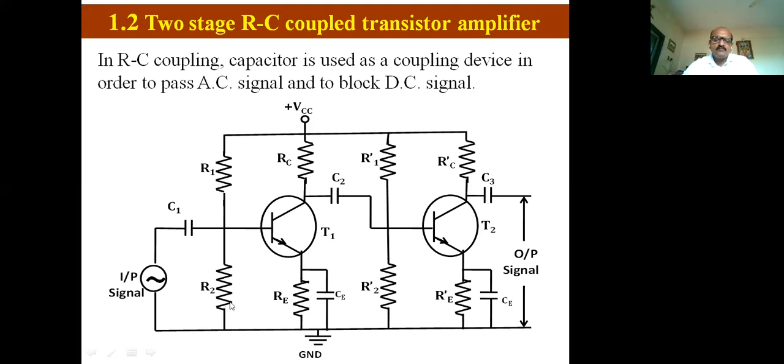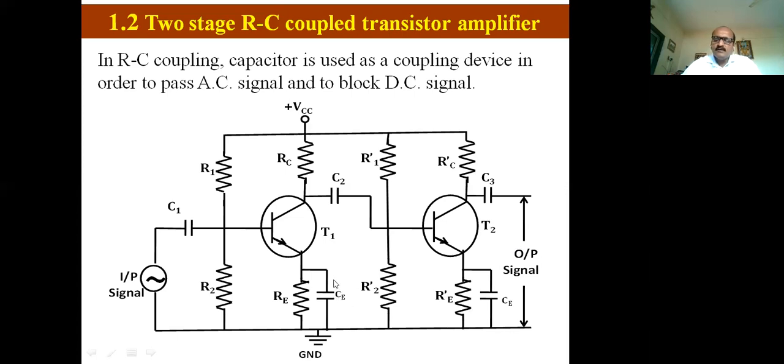Resistance R1 and R2 and RE provides a proper biasing for transistor T1. Resistance R1 dash, R2 dash, RE dash provides a proper biasing and stabilization of the operating point for transistor T2. RC is the collector resistance for transistor T1. इथलं बघूनच सांगायचं. RC dash is the collector resistance for transistor T2. CE is the bypass capacitor for transistor T1 and T2.